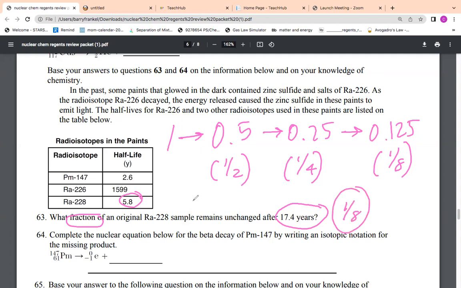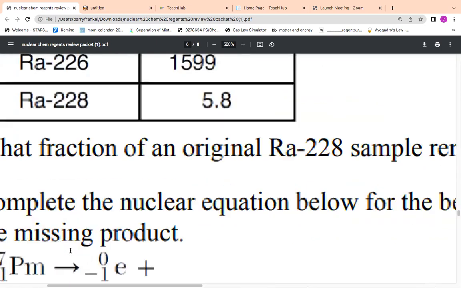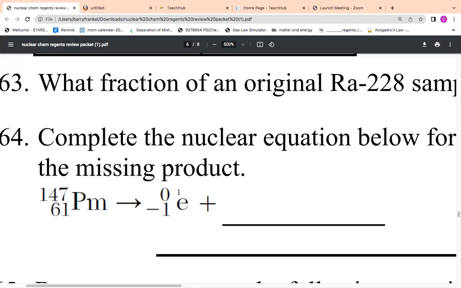Alrighty, next one. Complete the nuclear equation below for the beta decay of Pm-147 by writing an isotope notation for the missing product. So let me just zoom in. We can see the beta particle right here on the product side. By the way, if this were on the reactant side, this would be electron capture, but they really don't ask about electron capture. You'll mostly see beta decay and alpha decay. Anyways, beta decay.